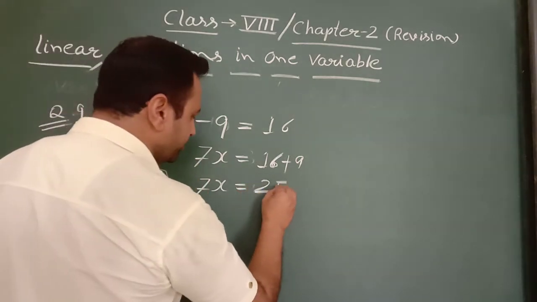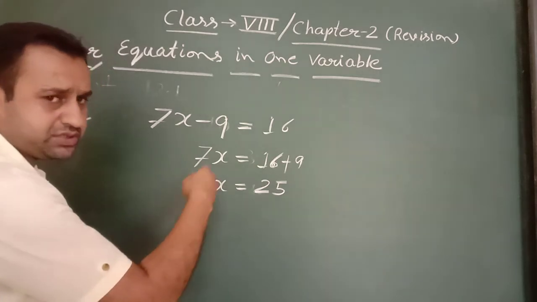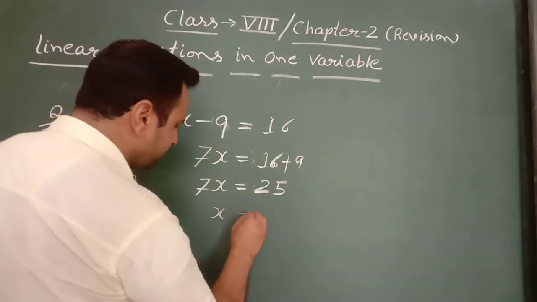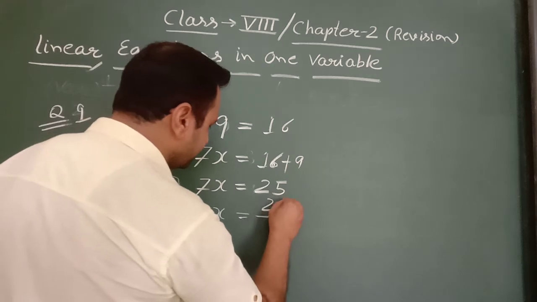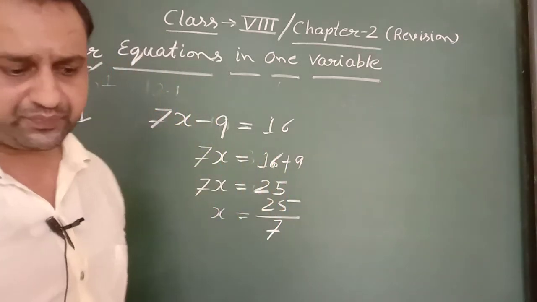Its value is 25. Now remove the 7. When we transpose 7 to the RHS, it goes in division. So what is the value of x? 25 by 7.